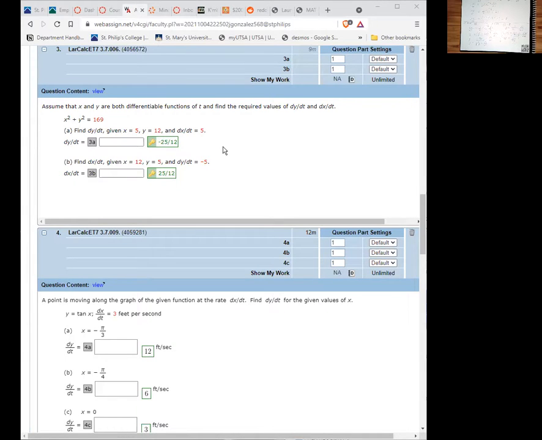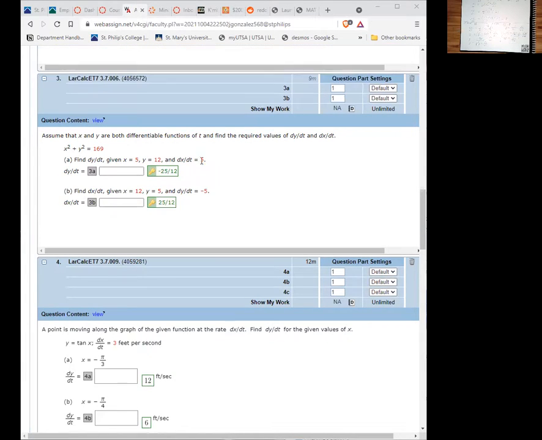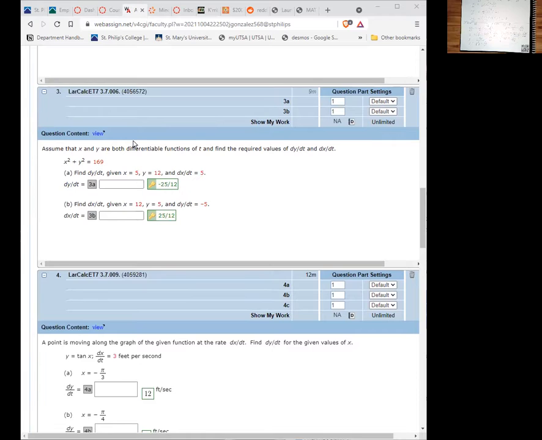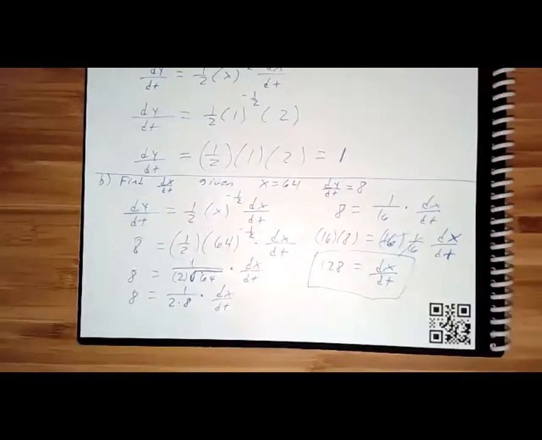All right, let's do 3. That one looks a little harder, I guess. Excuse me. You guys cool on this page? Or not yet? One moment.